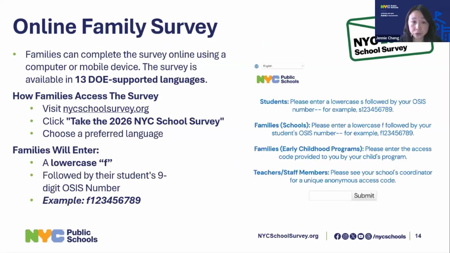There are 3 ways to complete the survey. You can use the prepaid envelope that comes with the green envelope to mail in the survey. You can log into your NYC Schools Account, and complete the survey via your account, or you can log in online via nycschoolsurvey.org. And if you log in online, you will need your child's 9-digit OSIS number, and put a lowercase f in front of the OSIS number to complete the survey online. So there are 3 ways to complete the survey.